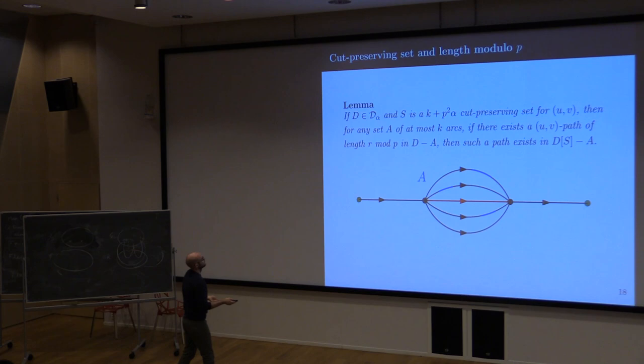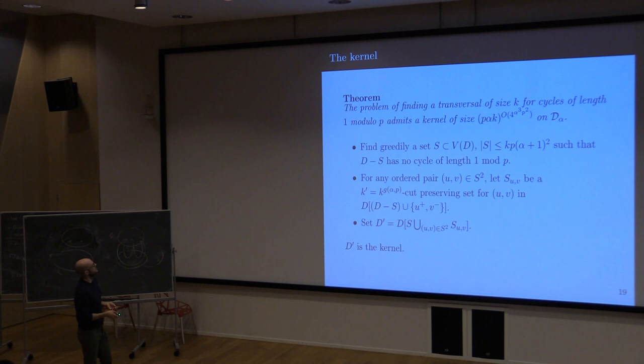Okay, and now we can finish by just explaining the theorem, but exactly the same. So what you do is this greedy argument on short cycles of length 1 mod p. Then you have this set S. And then for any pair, you just look at what happens in the rest of the graph with this pair in the same setting as before, and then you keep a k prime cut preserving set for uv, so k is very large. And then taking the full graph induced by S and all these sets gives you the kernel.